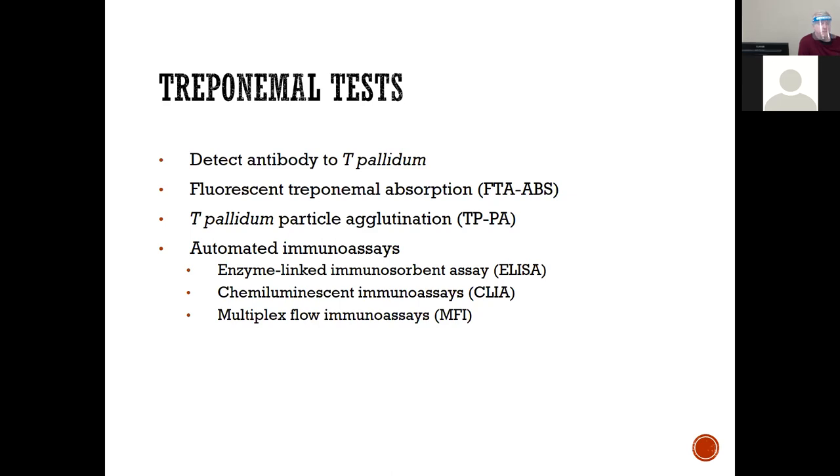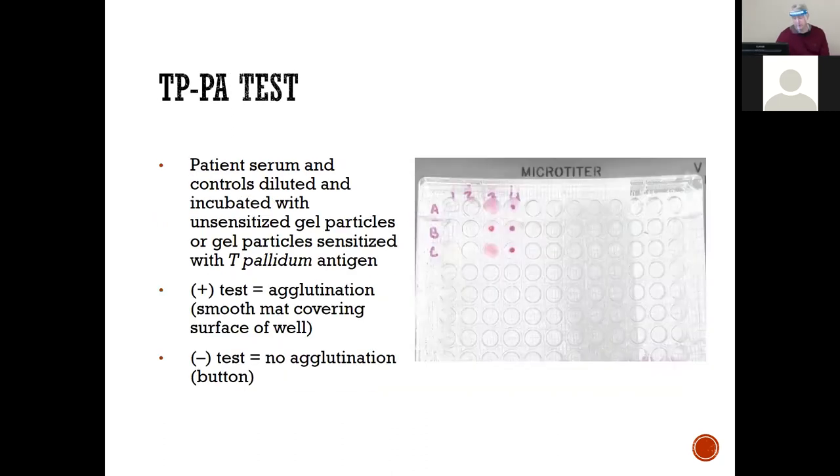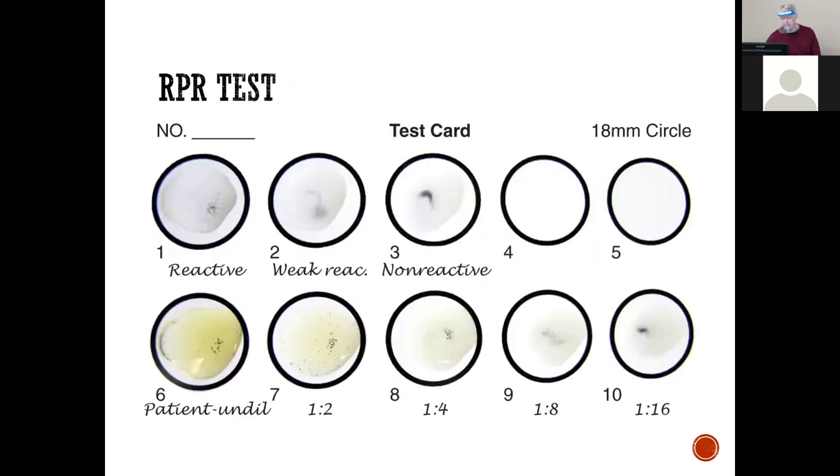If you did do a titer, would you count the last one that's still reactive? Yes. Where would you call it? 1 to 8 here? Is that still reactive? Looks a little reactive to me. Yeah, it would be the last step of where it quit being positive. So you would call it till it's positive.